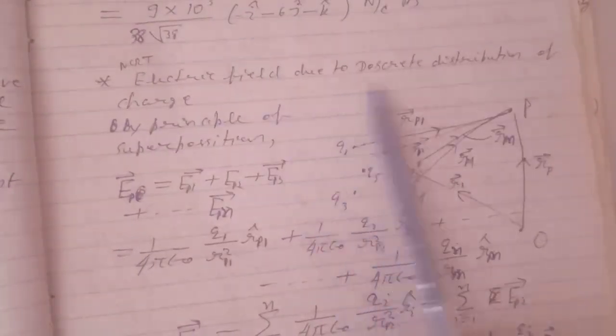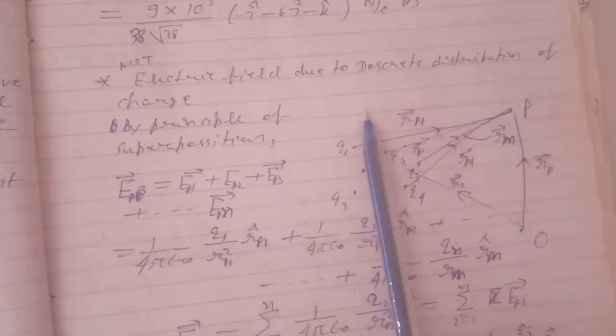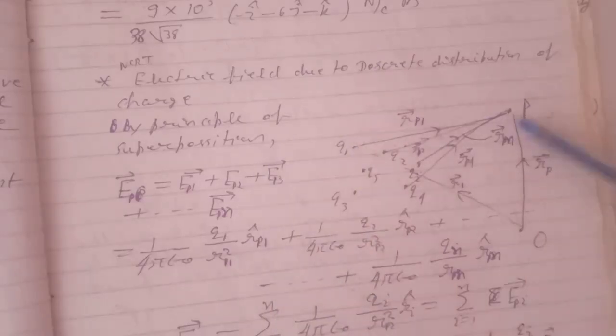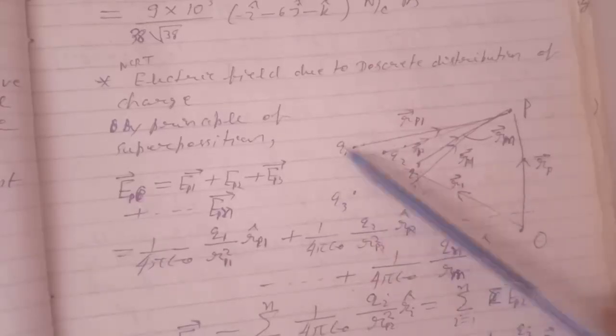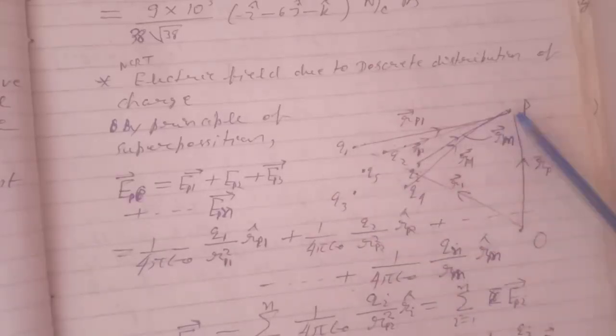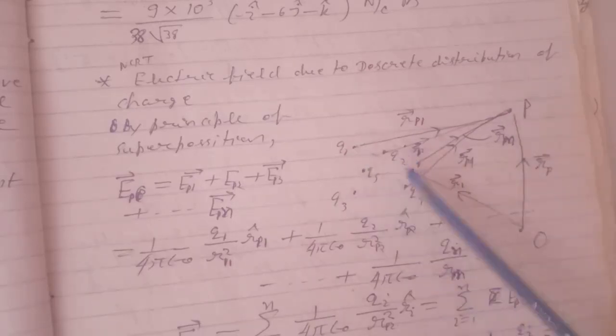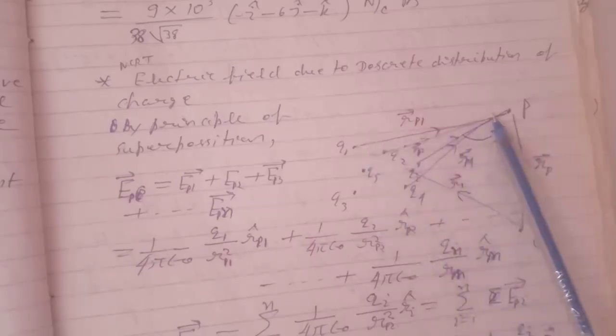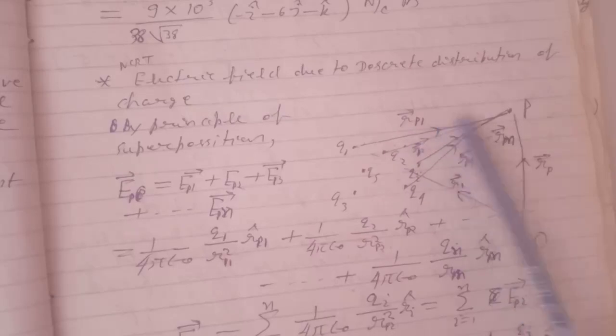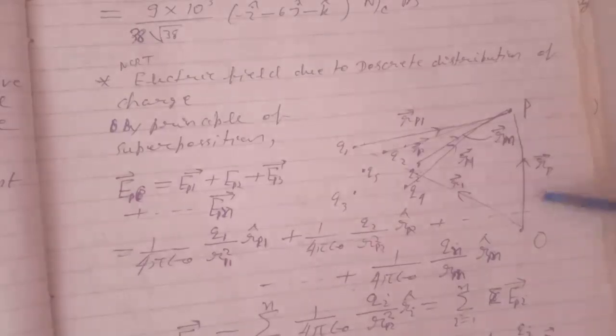Now the electric field due to a discrete distribution of charge at a point. Here a point is shown. There is a system of different charges, many charges in a system, and we have to calculate the electric field at this point. Consider this is charge 1, charge 2, charge 3, up to charge n, and this is the point. This distance in vector form is Rp1 vector. Similarly it is Rp2 vector, Rp3 vector, Rpn vector, and this is the Rp vector from the origin.